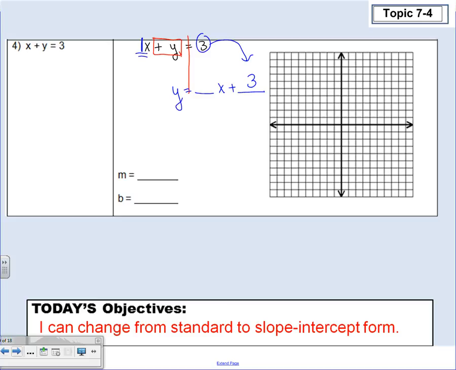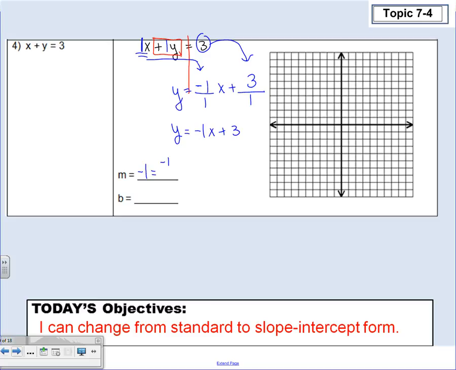So the x that's on the left now changes the side, so that means it changes the sign. It becomes a -1. There's also an understood 1 in front of the y. It's a positive 1, so we're going to divide by a positive 1. Our equation then is y equals -1x plus 3. This gives us a slope of -1.